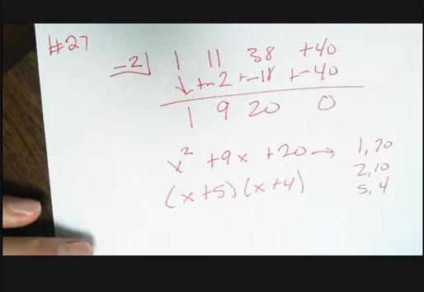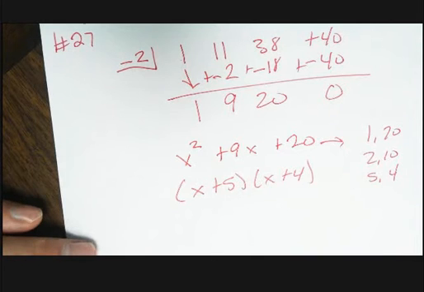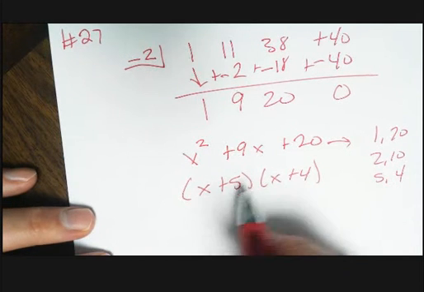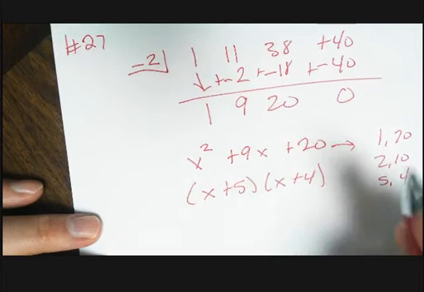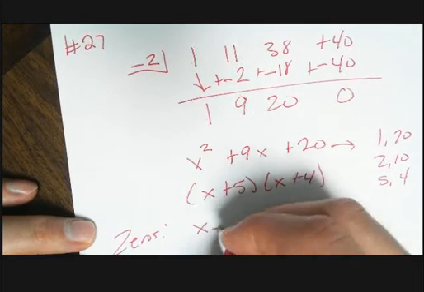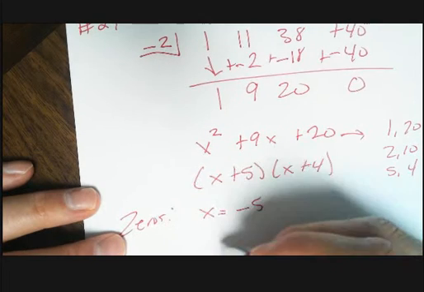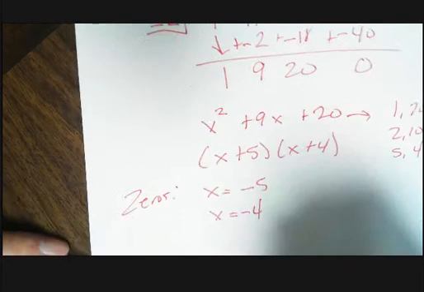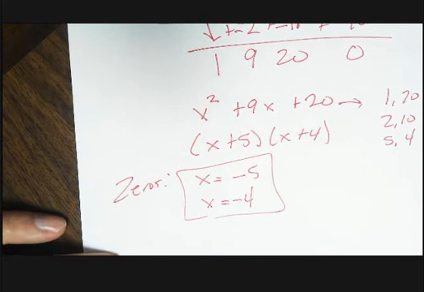Okay? So the first part of this says determine all other zeros. This does not tell me the zeros. Determining the other zeros is when you say x is equal to -5, x is equal to -4. That's determining the other zeros. So that's half this question right there.